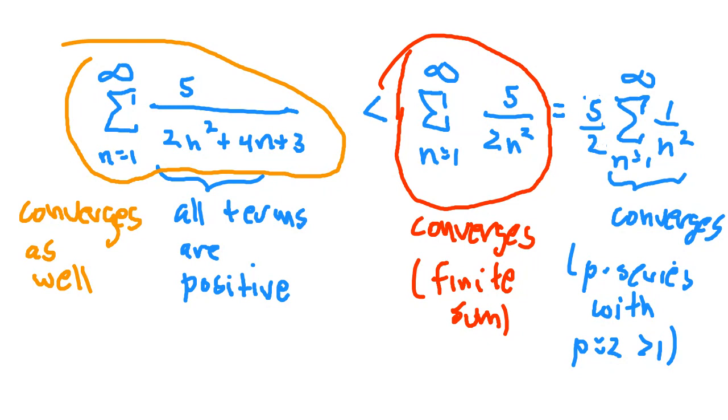So if you have two series, each with all positive terms, if the larger series converges, the smaller series has to converge as well.